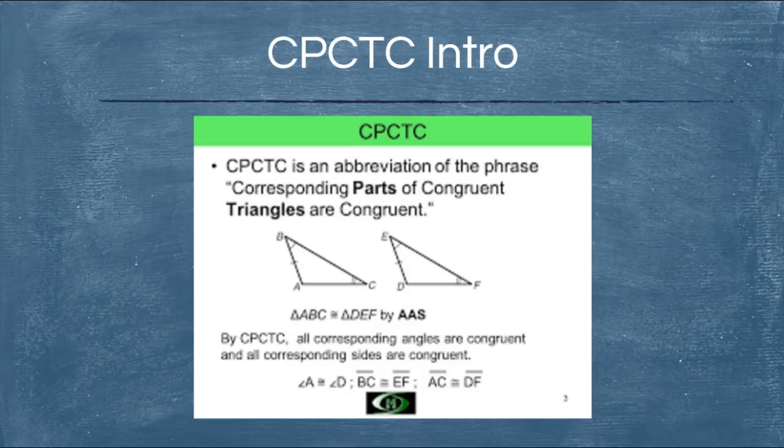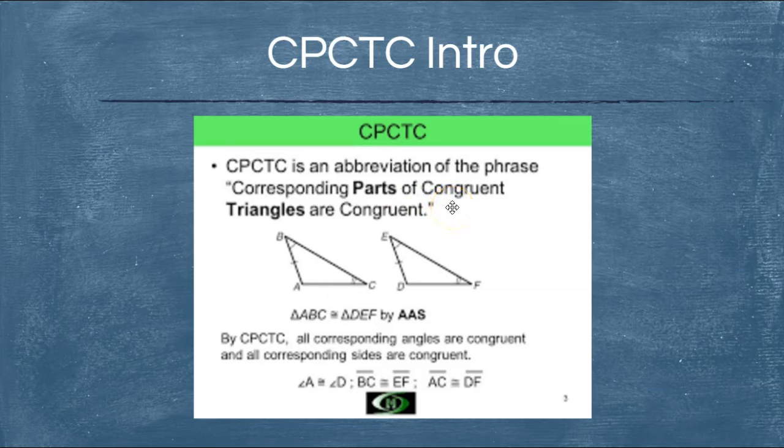Hey guys, this video is about CPCTC, which is directly related to all of the triangle congruency shortcuts. So in order to be successful in this unit, you want to go back and make sure that you understand how to use each and every one of those shortcuts from our last chapter. CPCTC is an abbreviation that stands for corresponding parts of congruent triangles are congruent.